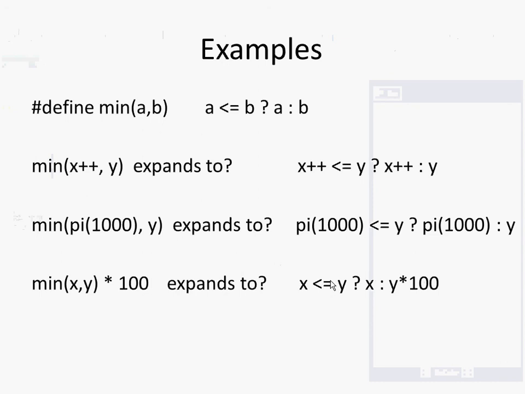Well, okay. So if x is less than y, it's going to return x. Well, if y is less than x, it's going to be returning y times 100. Which is not what you intended, but it's what you told it, once you consider the macro.